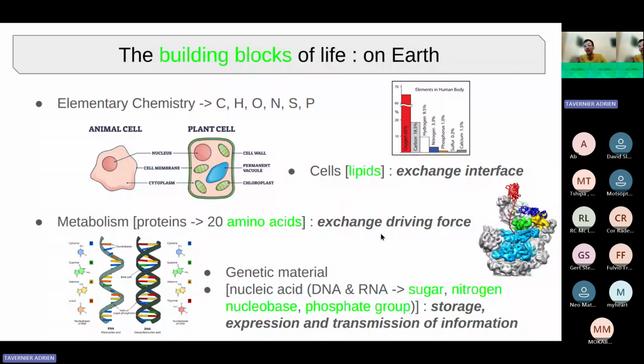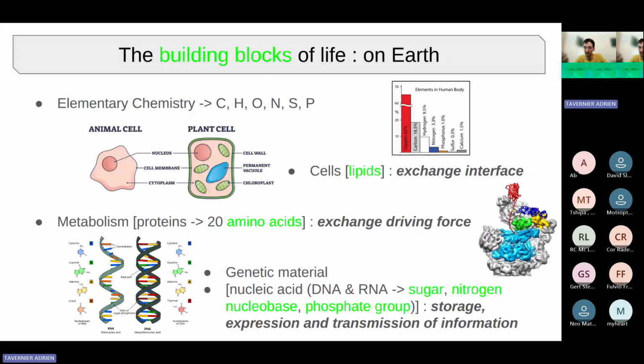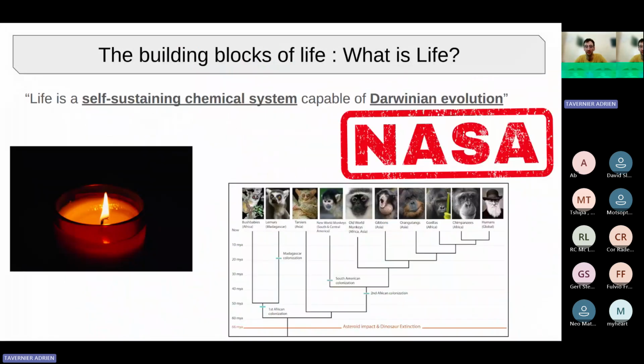And then for the Darwinian evolution, it is necessary to have genetic materials. So for this, it's nucleic acid. So DNA or RNA, so deoxyribonucleic acid or ribonucleic acid. And it's made of sugar, nitrogen nucleobase, and phosphate group. So you have here the typical shape of DNA, and here the one of RNA. And it allows this nucleic acid storage, expression, and transmission of information, and which allow, if I am coming back to the previous slide, Darwinian evolution.